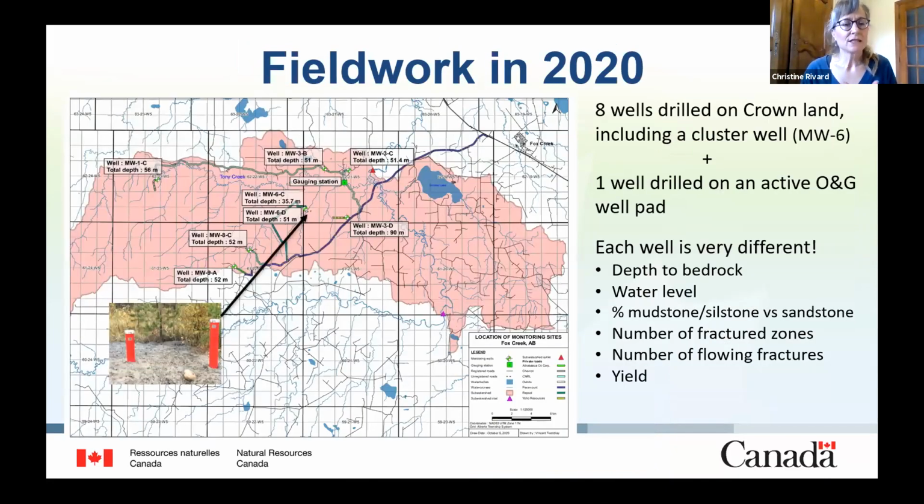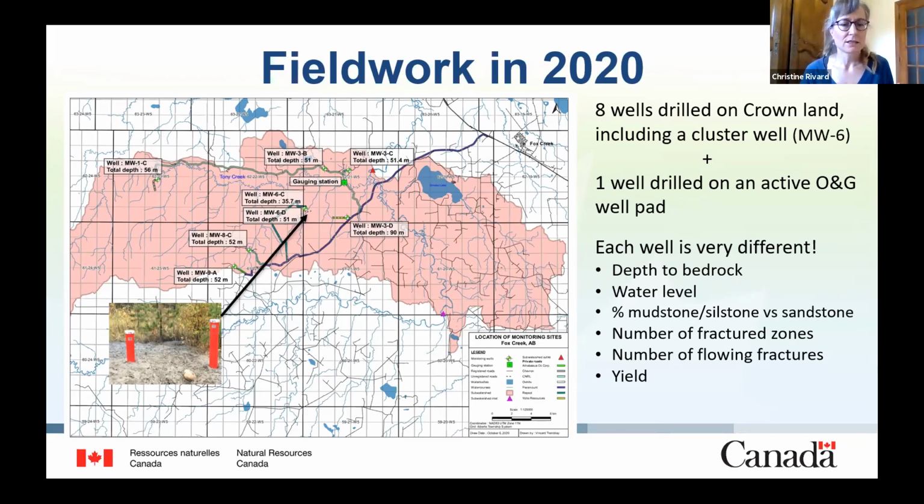The locations of the 8 monitoring wells drilled on Crown land are illustrated on this map along with their total depth. 2 of these wells were drilled very close to each other, but at different depths, 35 and 50 meters. They are shown on the picture.